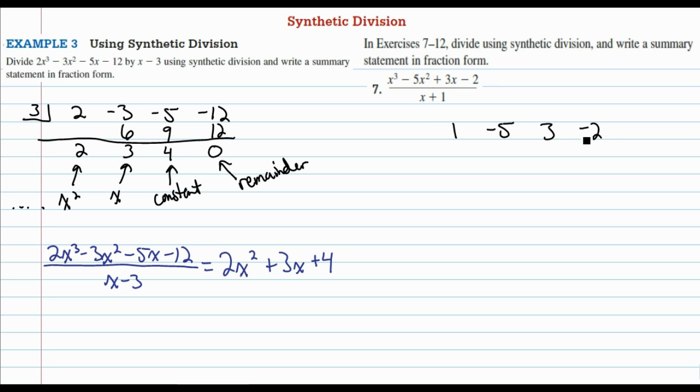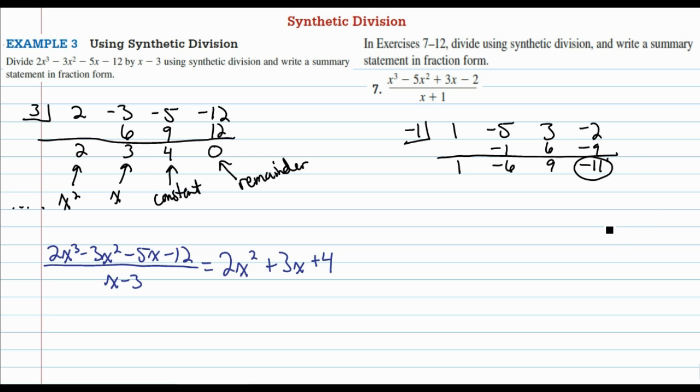I am dividing this function by x plus 1, so my k value is -1. This is x minus k, or x minus -1 to get the x plus 1. Step 1, drop down the first term. Let's see, -1 times 1 is -1, so I multiply, add, -6. -1 times -6 is 6, add 9. Times -9, add -11. This time I have a remainder.